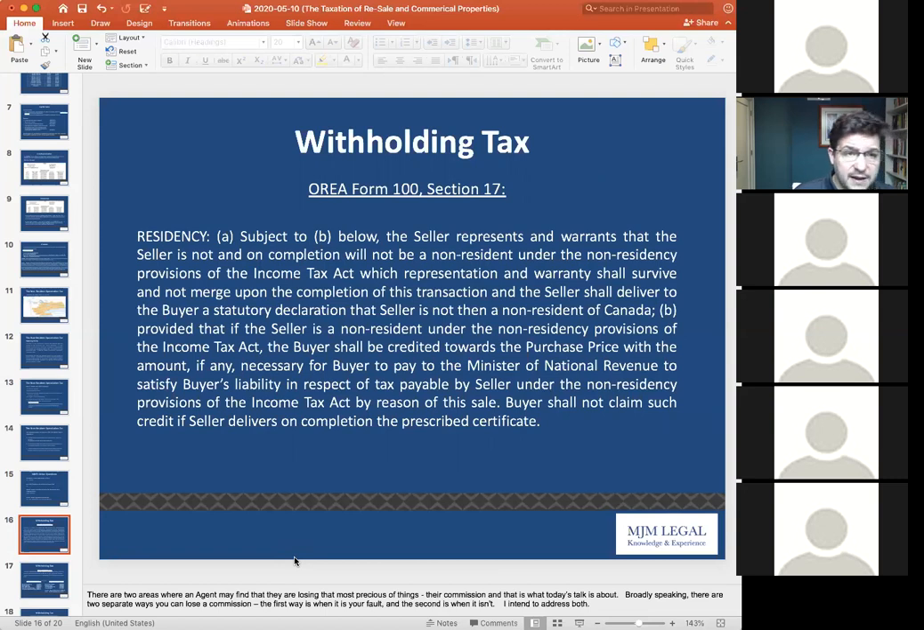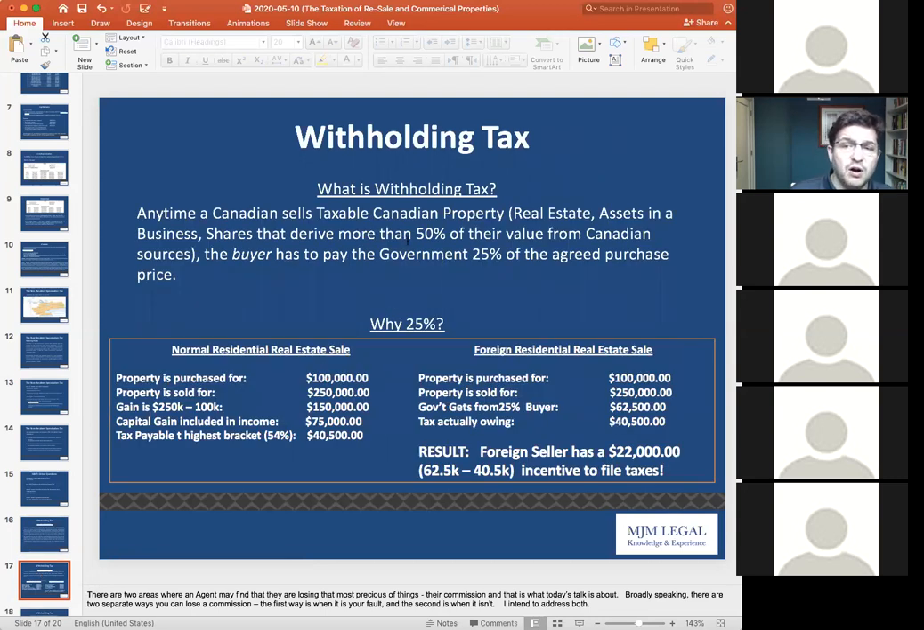I don't know why we can't speak in English and just say that you are a resident, but we say not a non-resident. This is a critical component. This has nothing to do with citizenship. We're talking about tax. Are you a resident of Canada for tax? So let's talk about this.